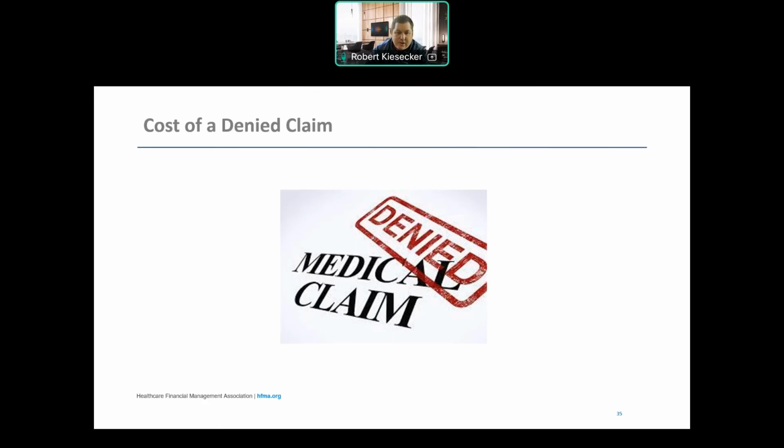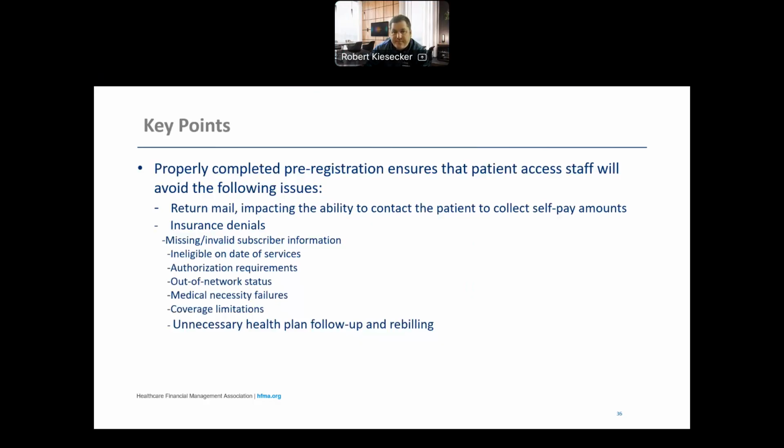So if you're looking at a claim where the allowable amount is $100 and you have to resend it, you're getting paid the full amount, but your operational cost is an additional $50. So it's really important that we try to get those claims out correctly the first time.